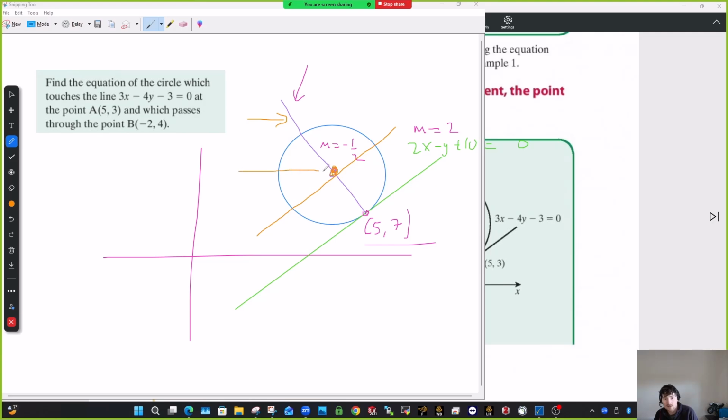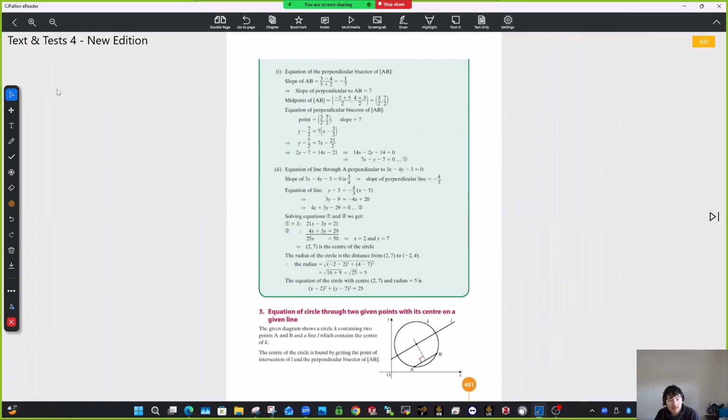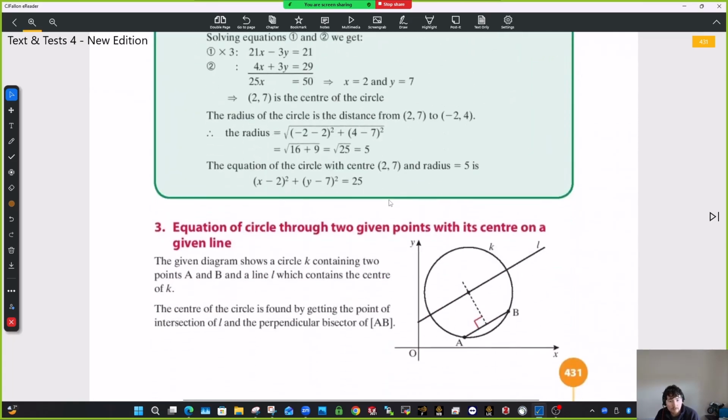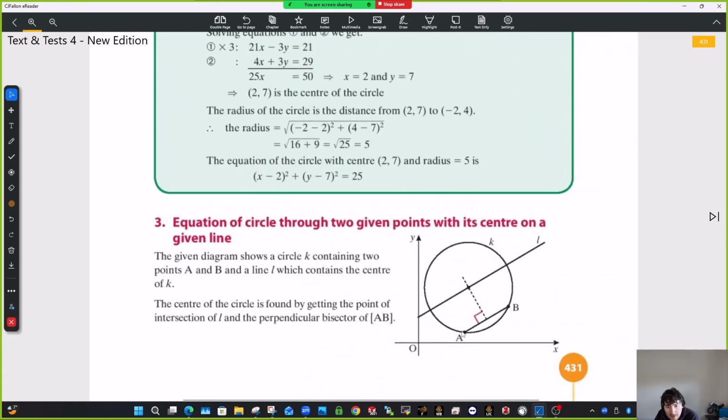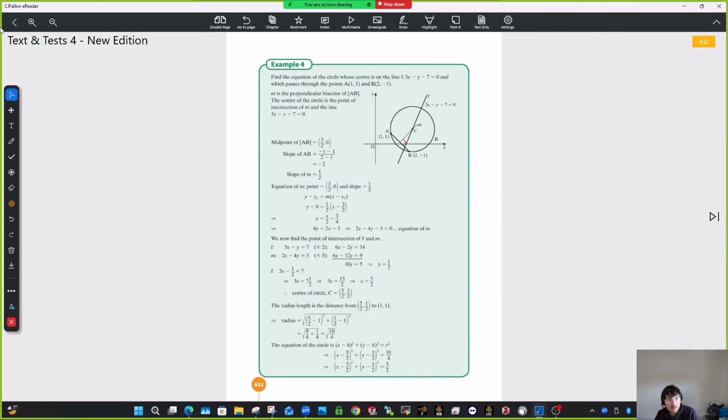You're always looking for these lines that go through the center of the circle, because once you get 2 of them, you can use a simultaneous equation then to get the center. Okay, good flashcard stuff. On to the next example. The next example is a nice one here, where we have a line that actually goes through the center. They give us that for free.